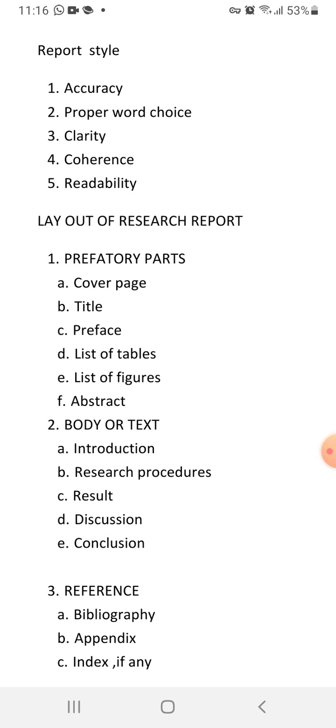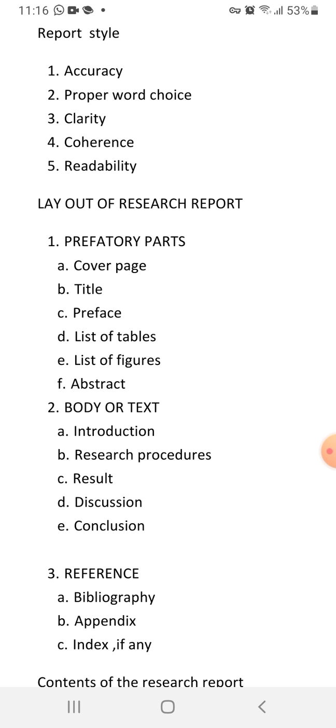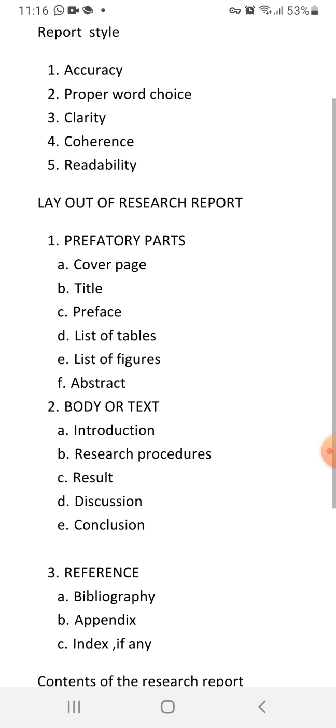Then readability. It is an important requirement of good communication. Writers should keep in mind the reading ability of the target audience while presenting the report. It should be readable in a better way. That means you have to present the report with the proper graphs, with the proper charts, etc. Then the reader will get an immediate result from your report.